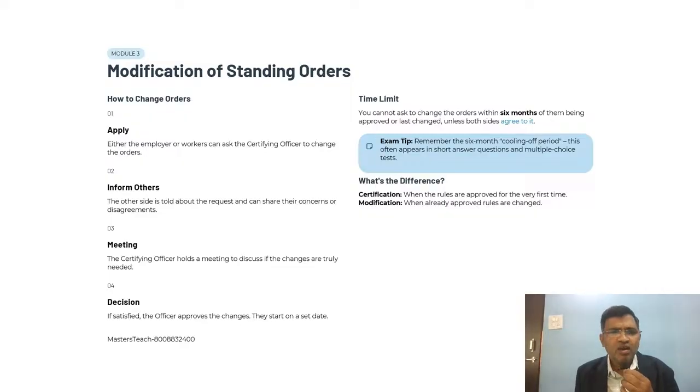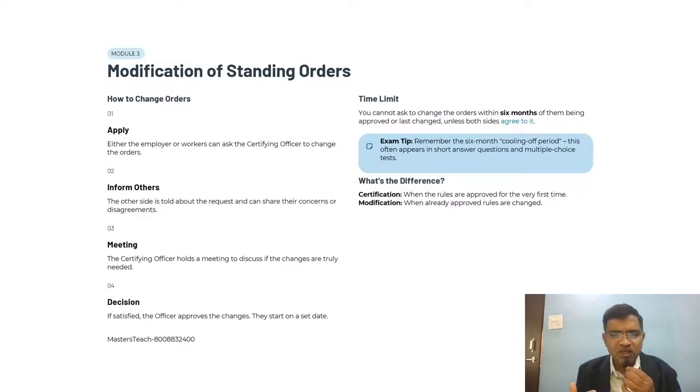Either the employer or the worker can request the certifying officer to change the orders. The request can be shared with the other side, for agreement or disagreement. The officer will hold a meeting with the employer as well as the employees to change the rule if it is really needed. If the officer feels that the modification is required, he can change it and mention the date when it is going to be changed.